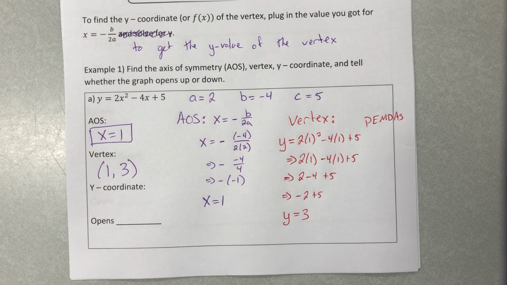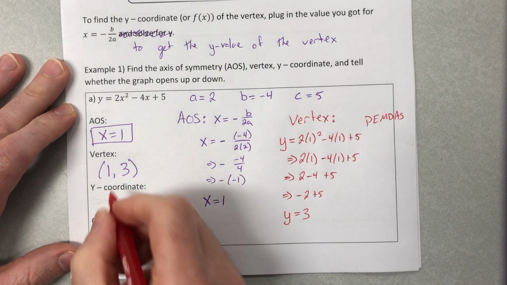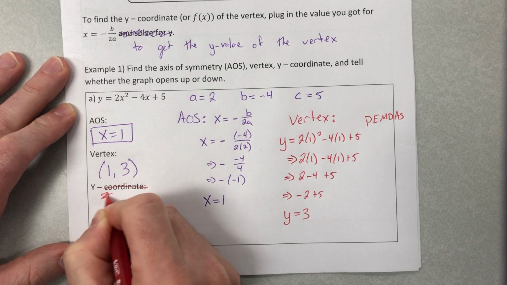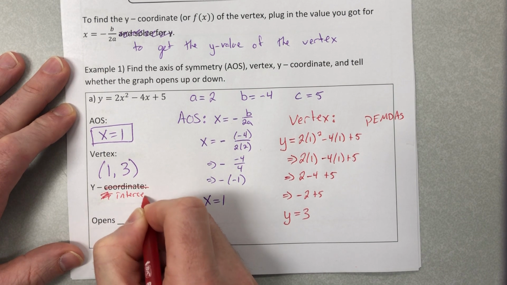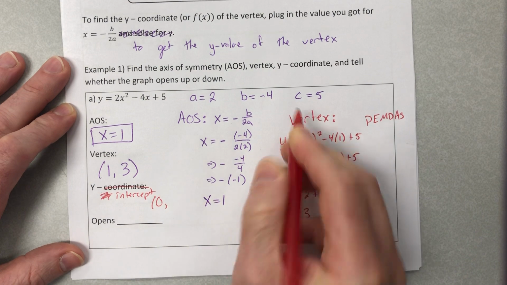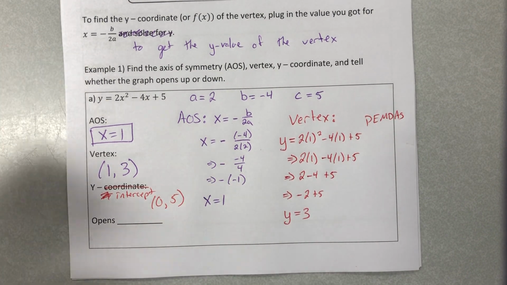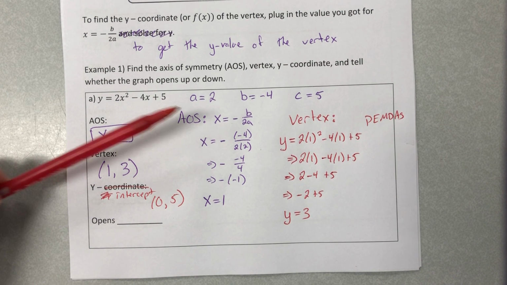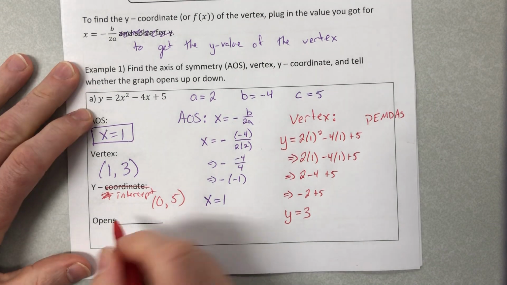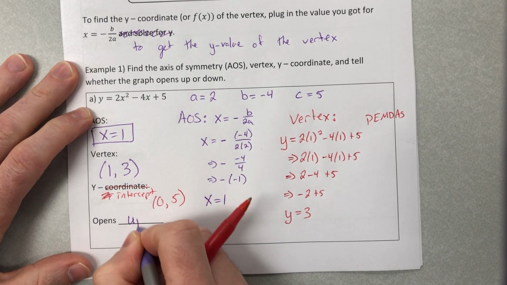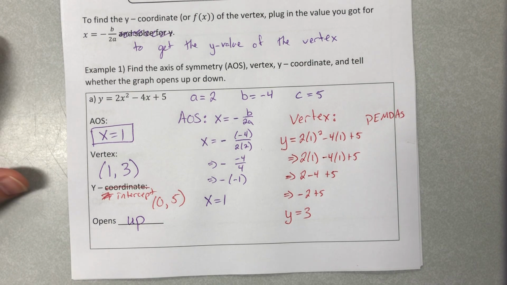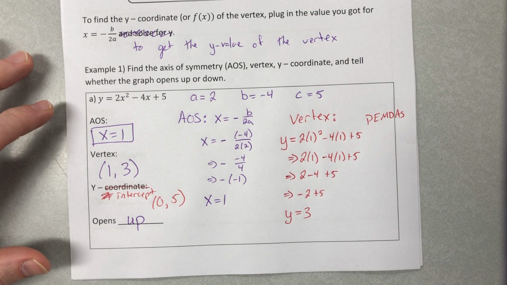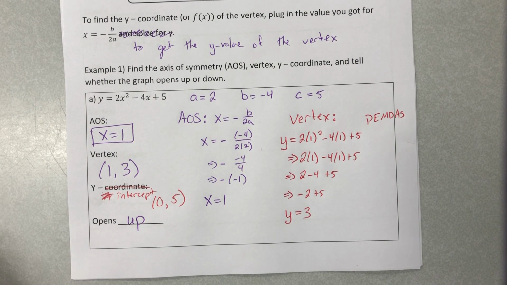Now, our y-intercept is going to be 0, comma our c value, which is 5. Now, how do we know if this opens up or down? We look at our a value. Is a positive? Then it opens up. So that's our first example here. Your notes will be fixed, but just so you can see it, we're going to find the y-intercept and go from there.